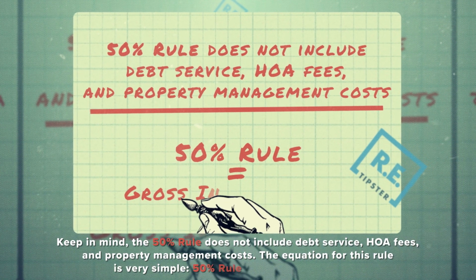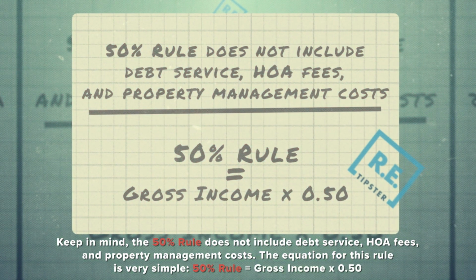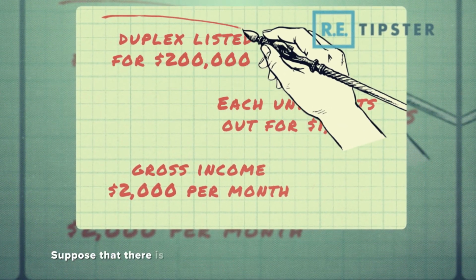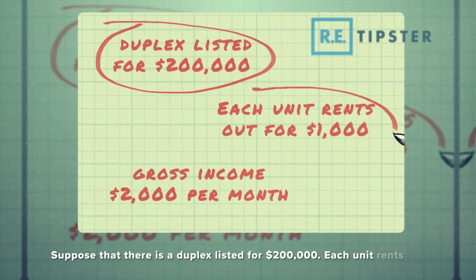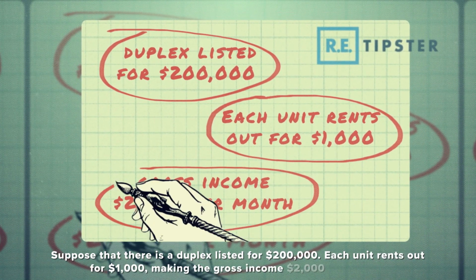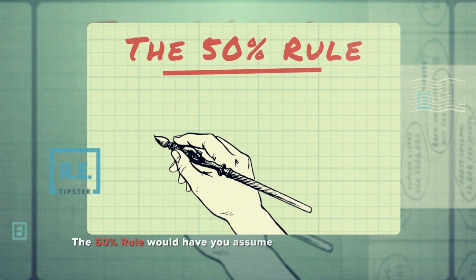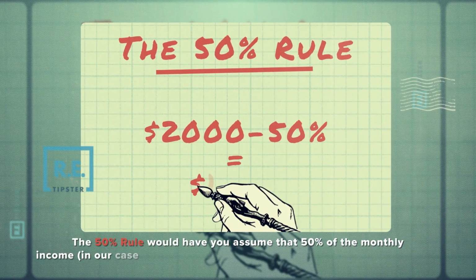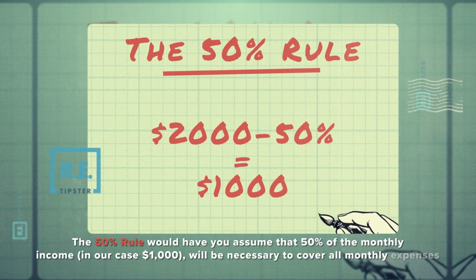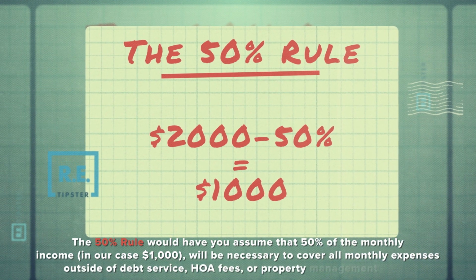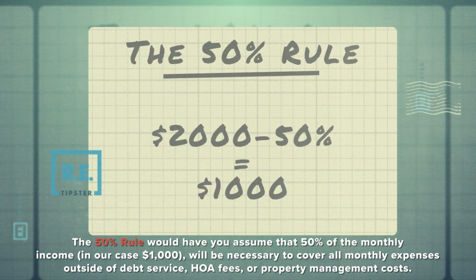The equation for this rule is very simple. It's gross income times 0.5. Suppose that there is a duplex listed for $200,000. Each unit rents out for $1,000, making the gross income $2,000 per month. The 50% rule would have you assume that 50% of the monthly income, in our case $1,000, will be necessary to cover all monthly expenses outside of debt service, HOA fees, or property management costs.